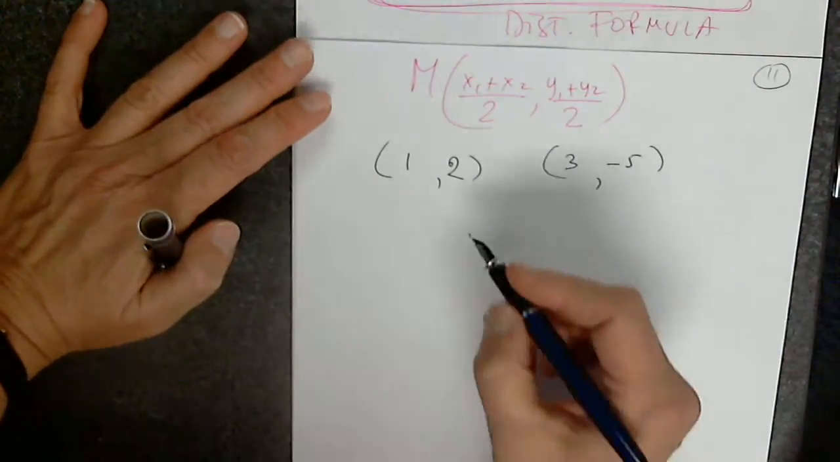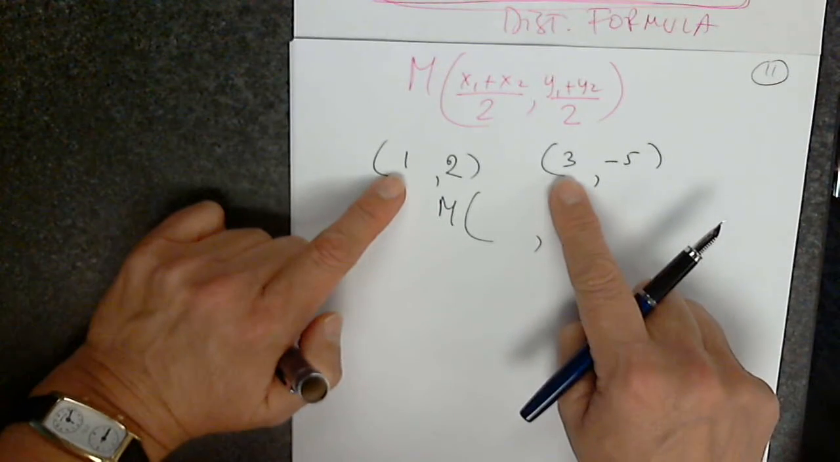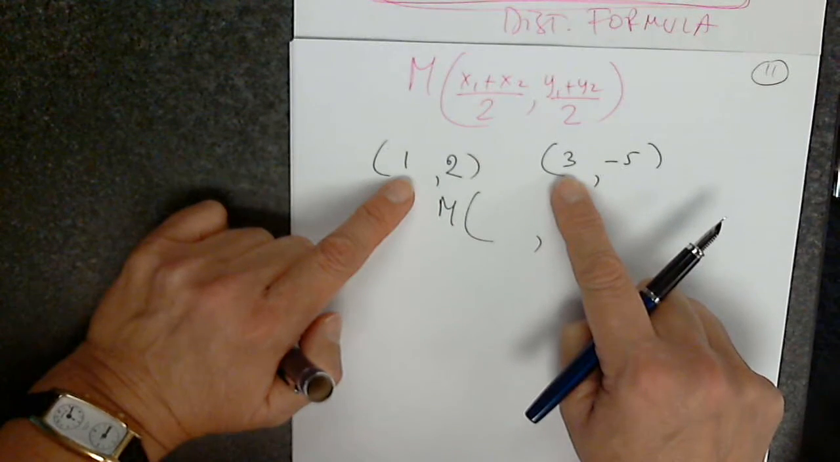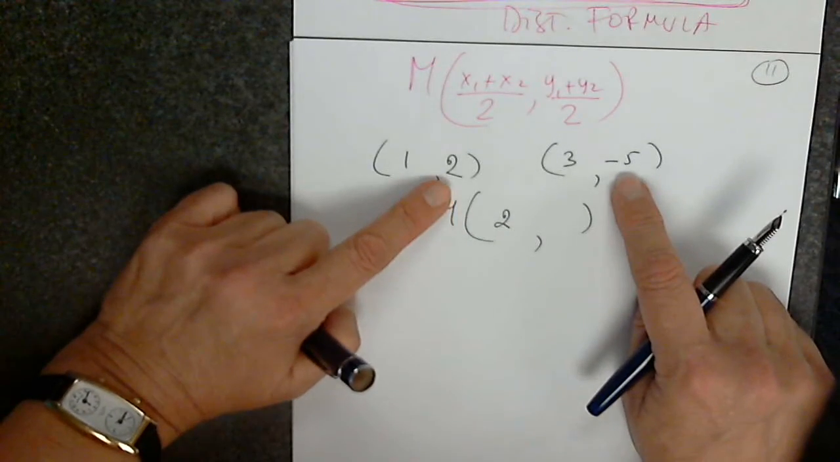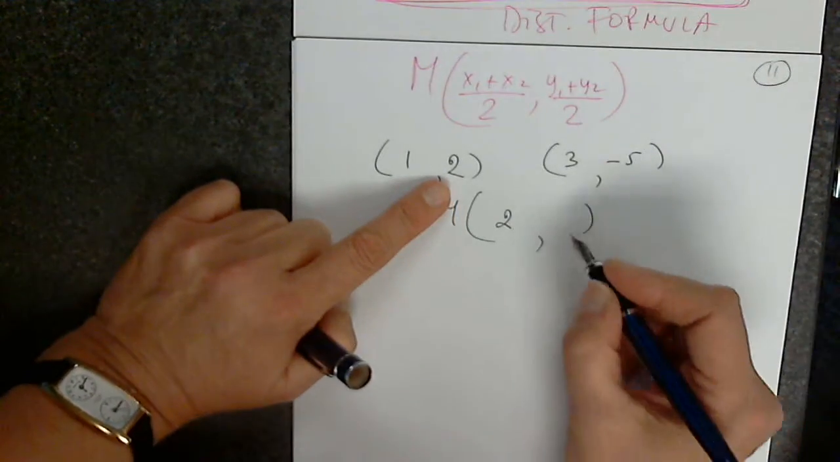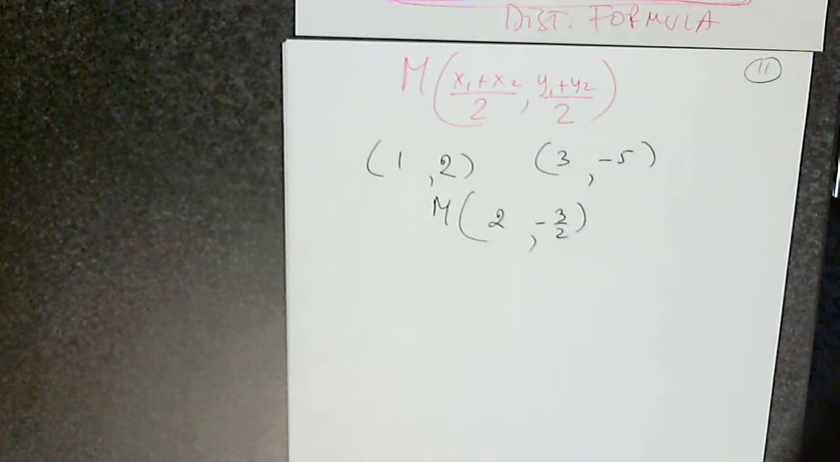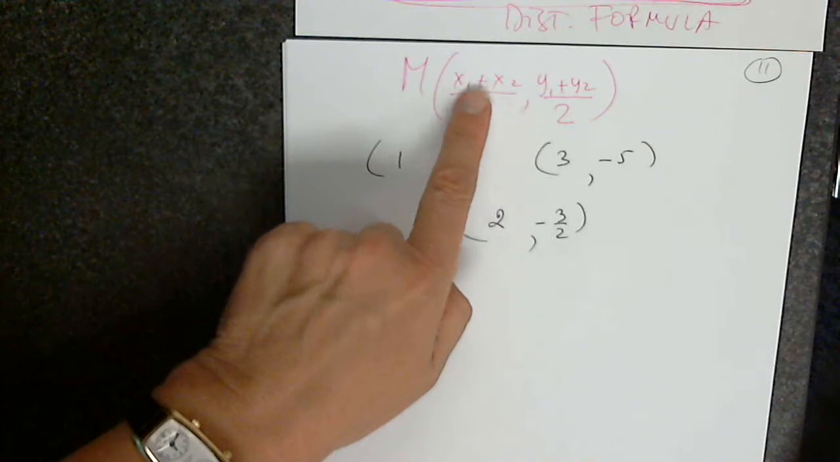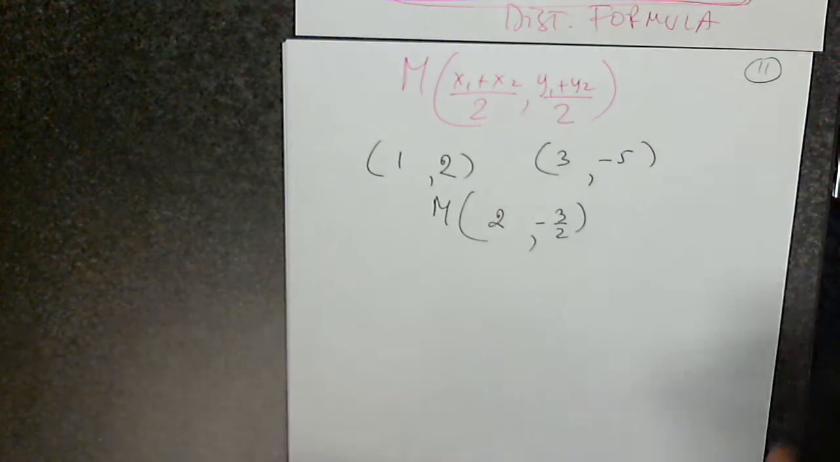Let's start with the midpoint because it's the easiest thing to do. Please add these two values up. Divide that by 2. Please add these two values. Divided by 2. We already determined the midpoint. Add the two x values and divide by 2. Add the two y values and divide by 2.